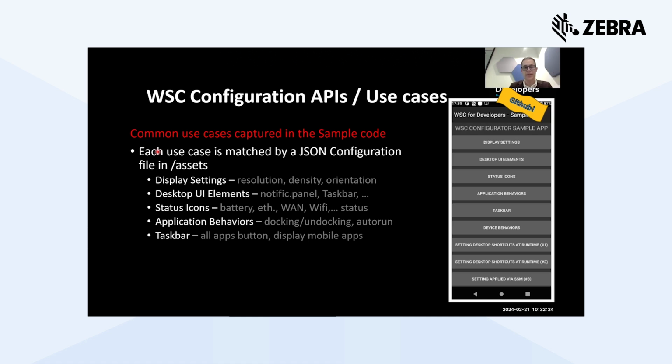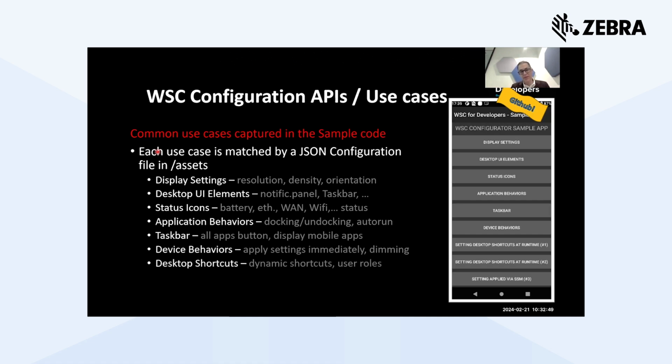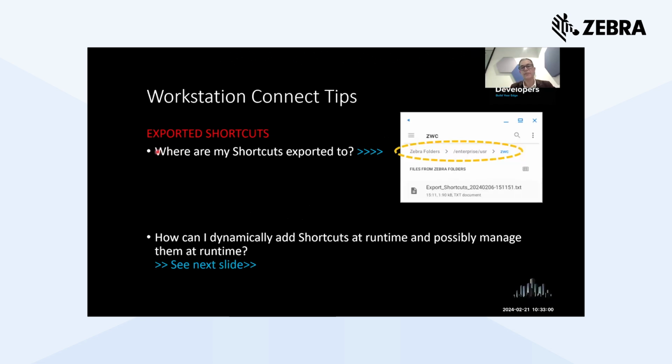The taskbar, we have seen all the buttons available in the taskbar and how you can show or hide each of them. The device behaviors is about applying settings immediately, as I said, or after an undock and redock, and also about dimming the screen brightness if needed. The desktop shortcuts is another big feature of Workstation Connect. I'll show you, and we'll see some other examples in the next slides.